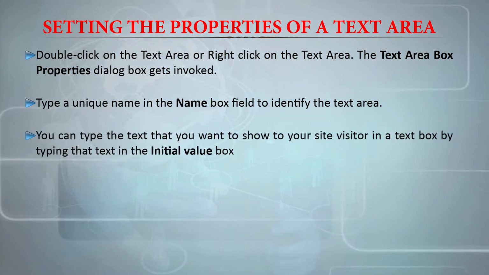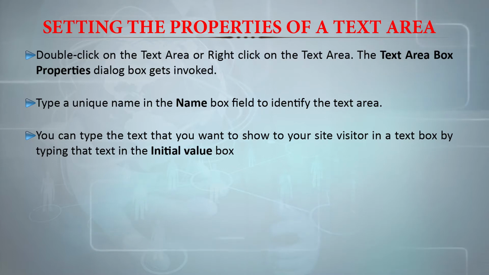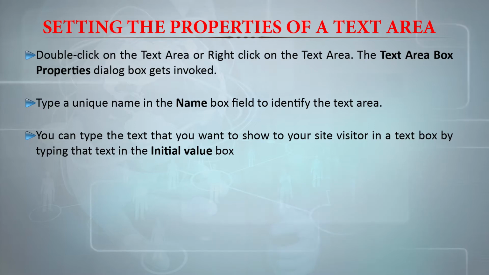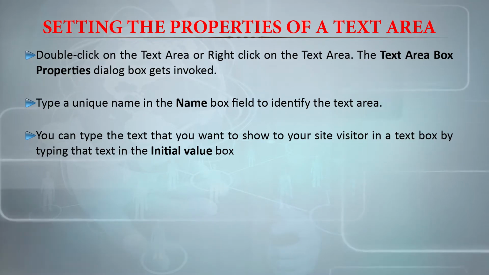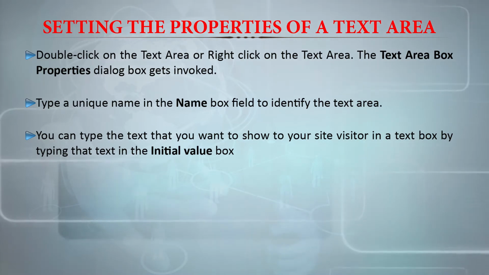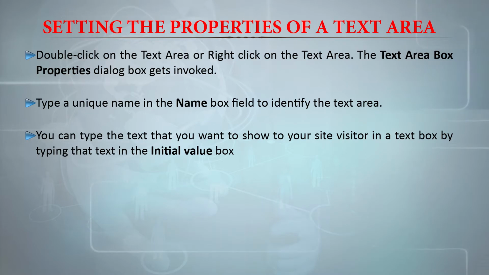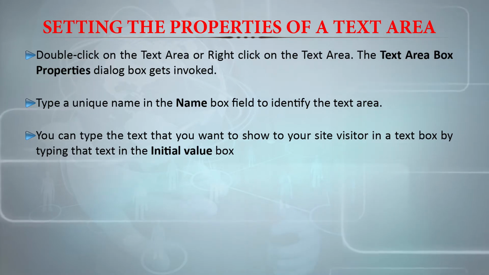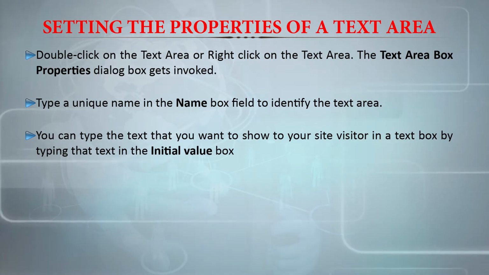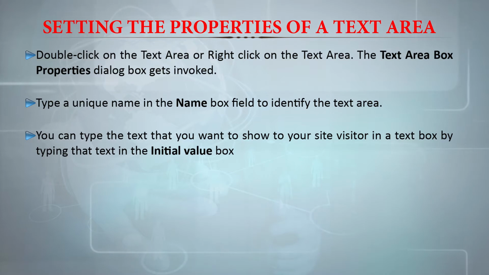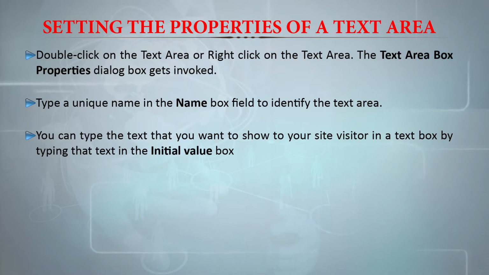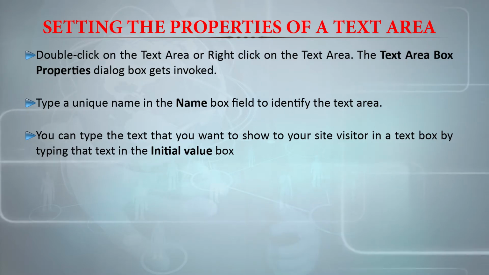You can type the text that you want to show to your site visitor in a text box by typing that text in the initial value box. So here there are a few things that you have to remember. One is you have to give the name, then you also want to set the initial value. For example, it is not very uncommon that when a text area is displayed, you will find "not selected" or "none" or "any", something like that as the initial value.